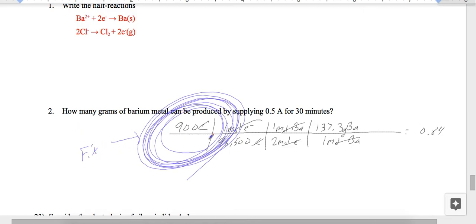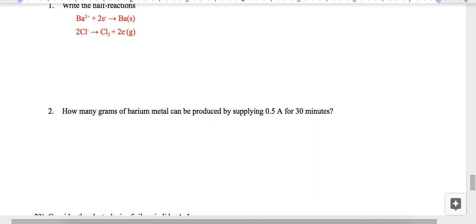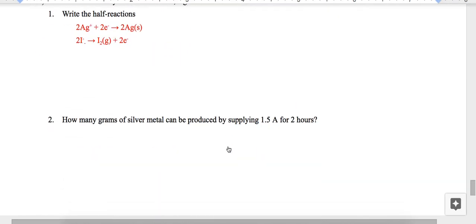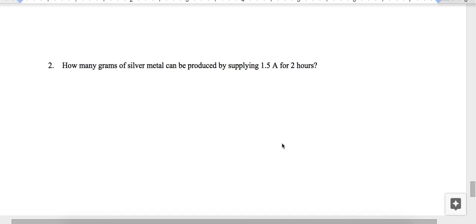Fix. And then the next problem actually is where the 10,800 comes from. So we go down here with silver. And this comes out to be 10,800 coulombs. We go through the entire process, boom, boom, boom, and we end up with a value of 6 grams of silver.